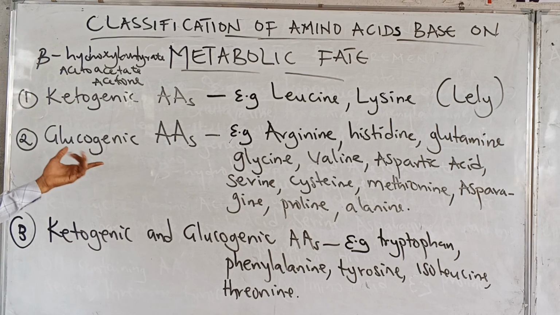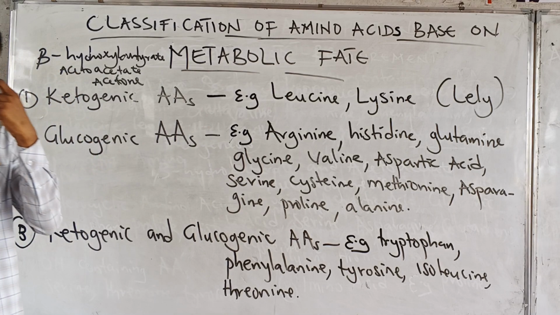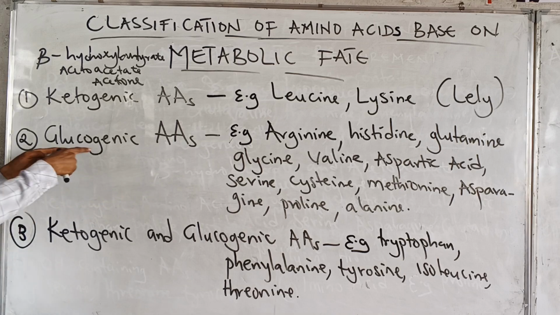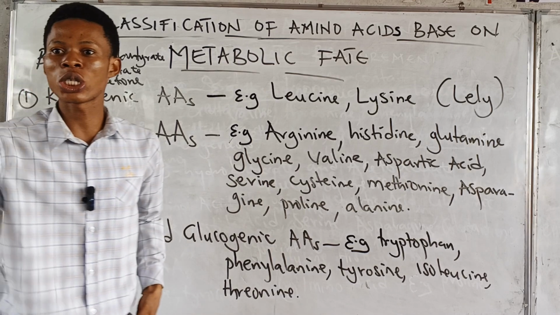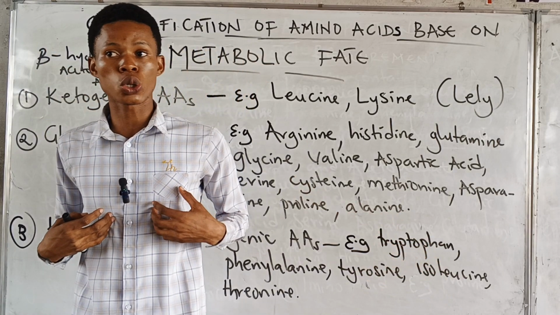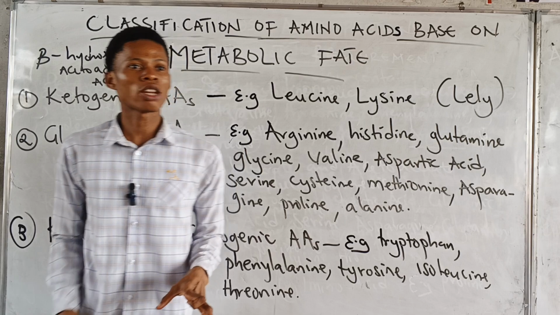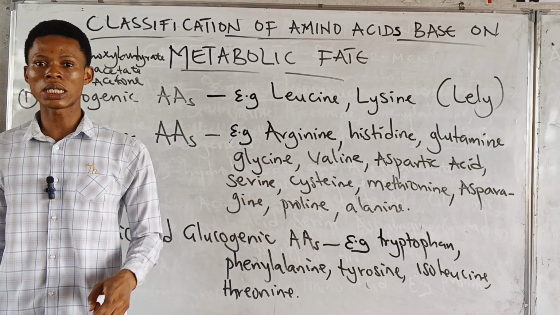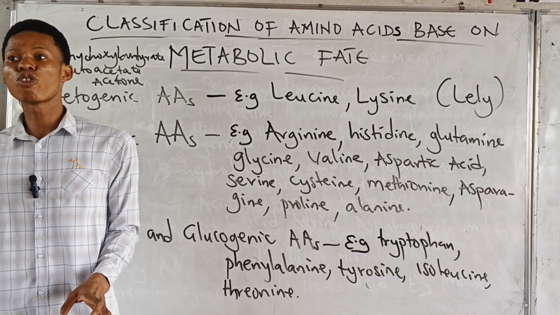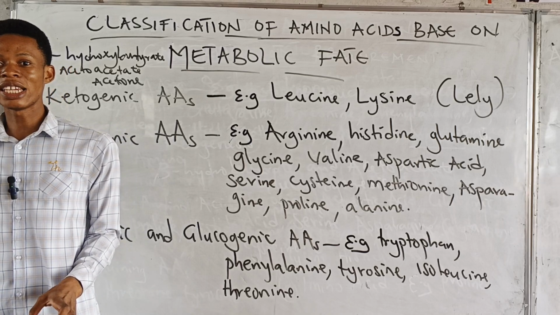Alright. Now glucogenic amino acids. They are those amino acids that can be converted to glucose. And glucose is a carbohydrate, and that's the main energy source. So the body can alternatively look at amino acids and say, let me convert them to glucose, so that when glucose is broken down, energy will be released.